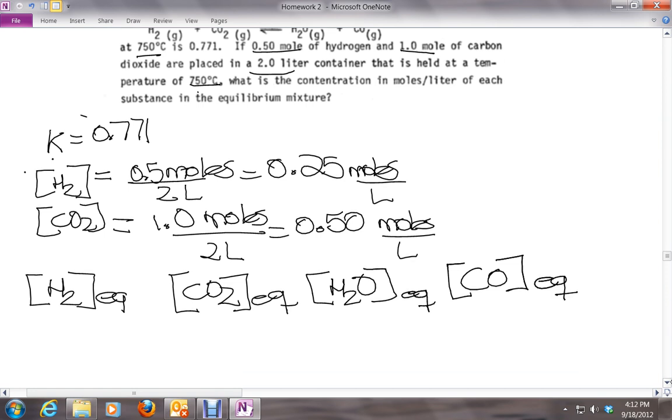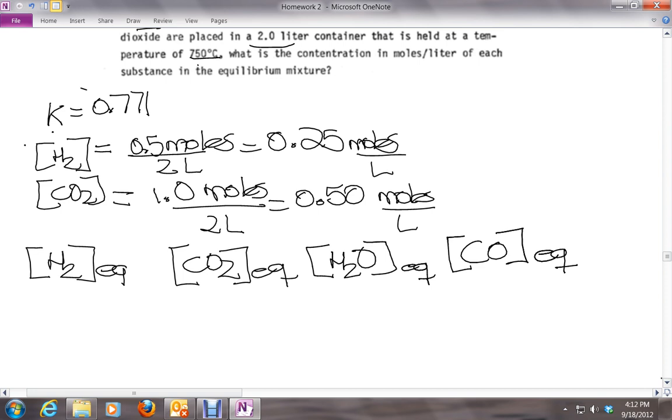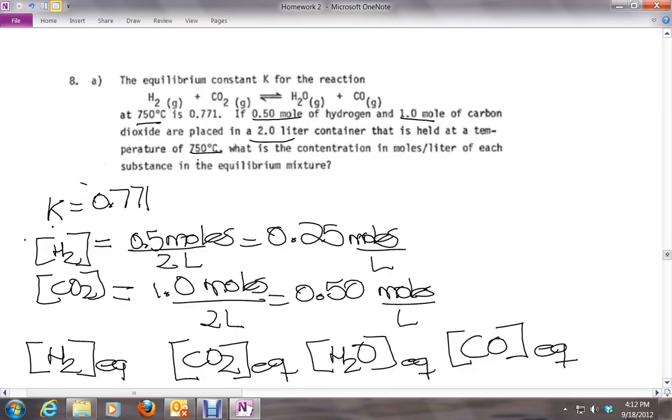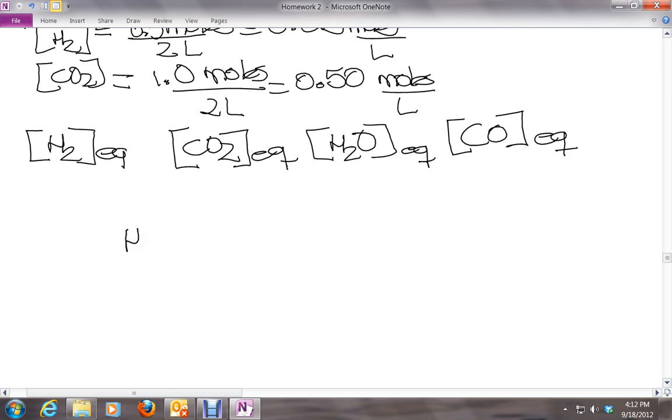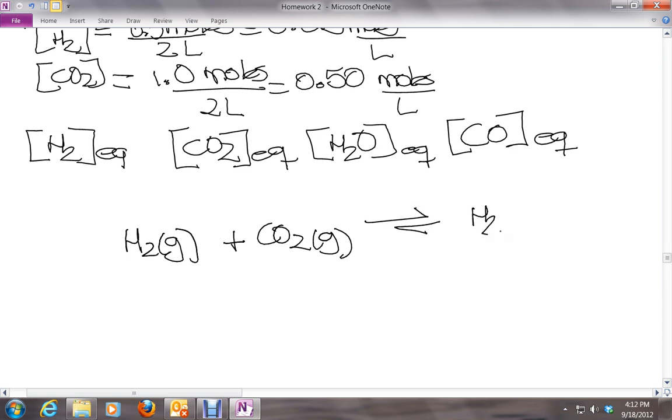So what is the concentration in moles per liter of each substance in equilibrium? Let's write the equation, very similar to the other one. It's H2 gas plus CO2 gas in equilibrium with H2O gas plus CO. It says CO, and it should be gas too.